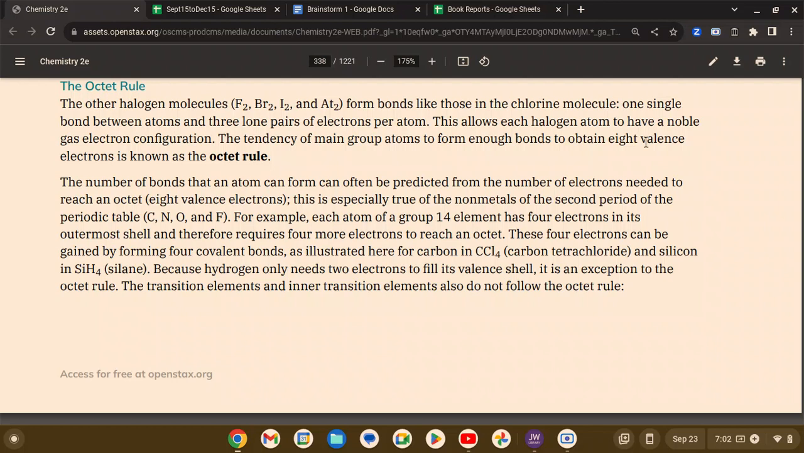carbon tetrachloride, and silicon in silane. Because hydrogen only needs 2 electrons to fill its valence shell, it is an exception to the octet rule. The transition elements and inner transition elements do not follow the octet rule.